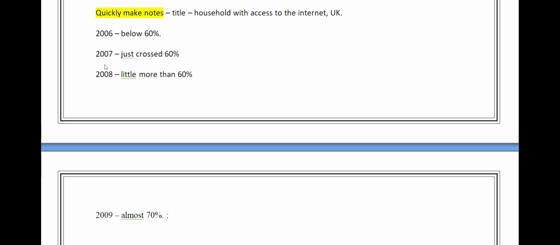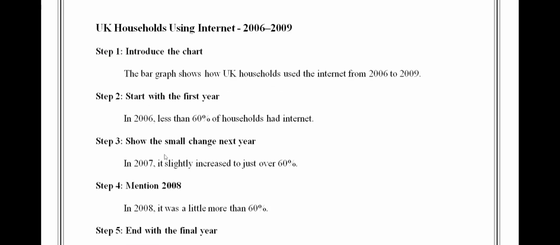In 2006, it was below 60%. In 2007, it just crossed 60%. In 2008, it was a little more than 60%. And in 2009, it was almost 70%. So our rough work is ready. Now let's follow the same tips and try to make very simple and yet very scoring sentences.